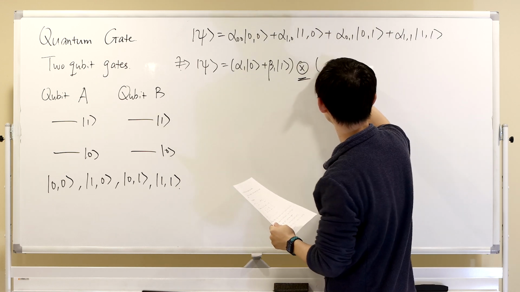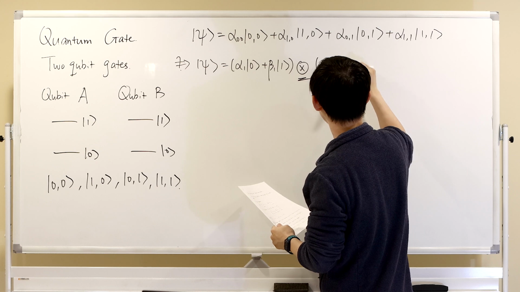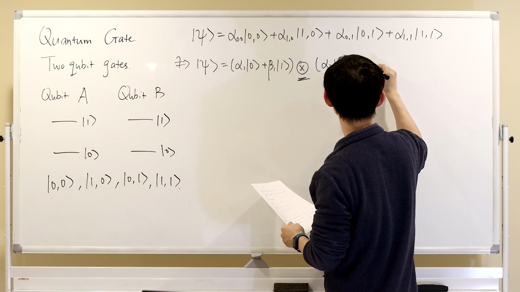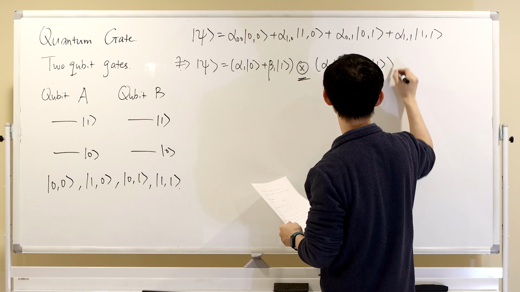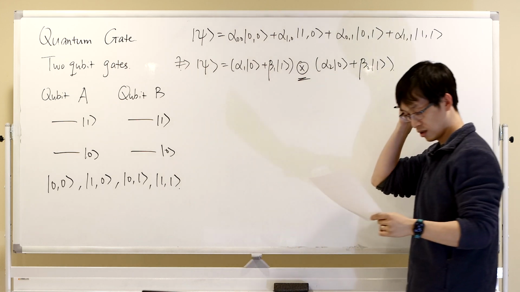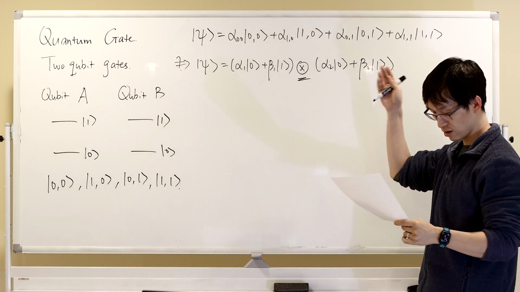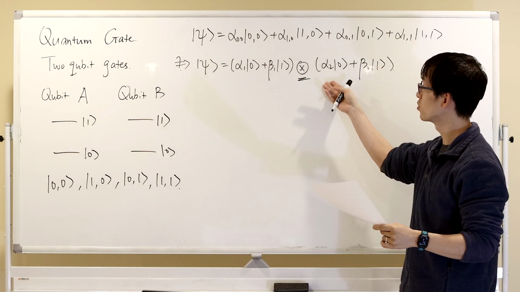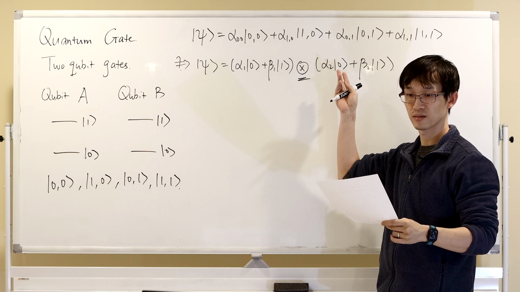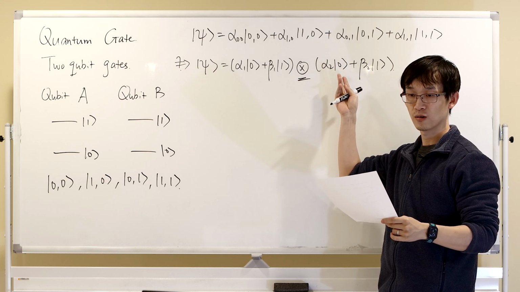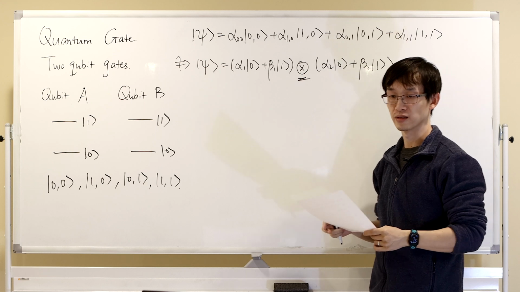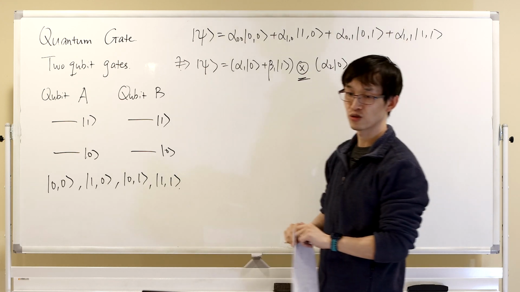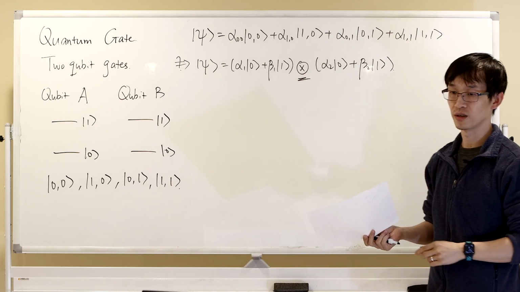And then qubit B is also in superposition state. Let me ask you this: which one of these is correct? Which one of these is complete? Or the other way to say it is, which can truly express all the 2-qubit states?